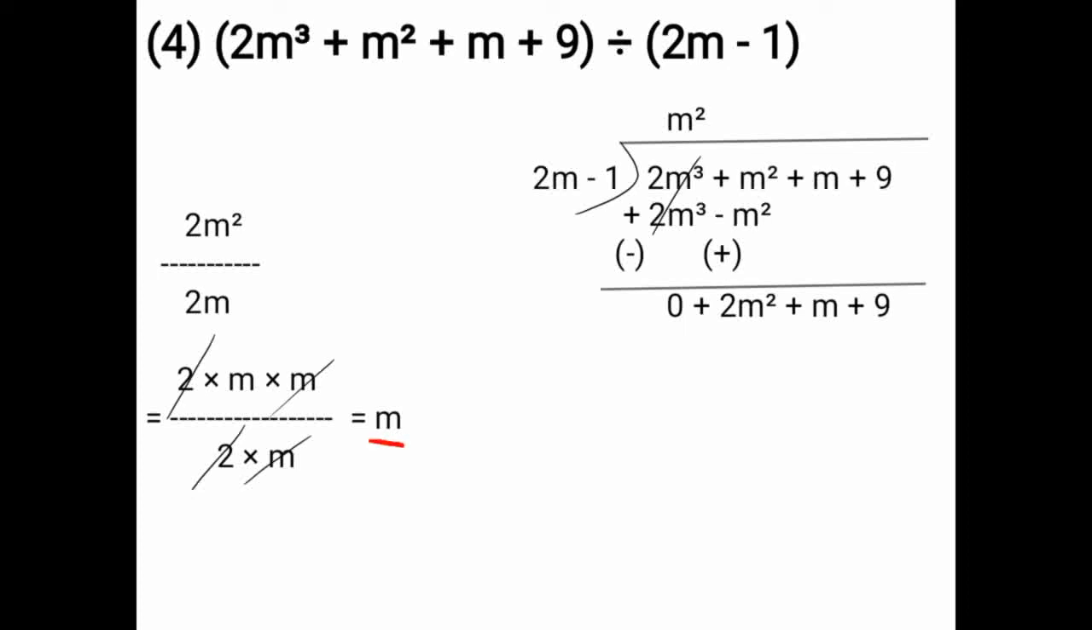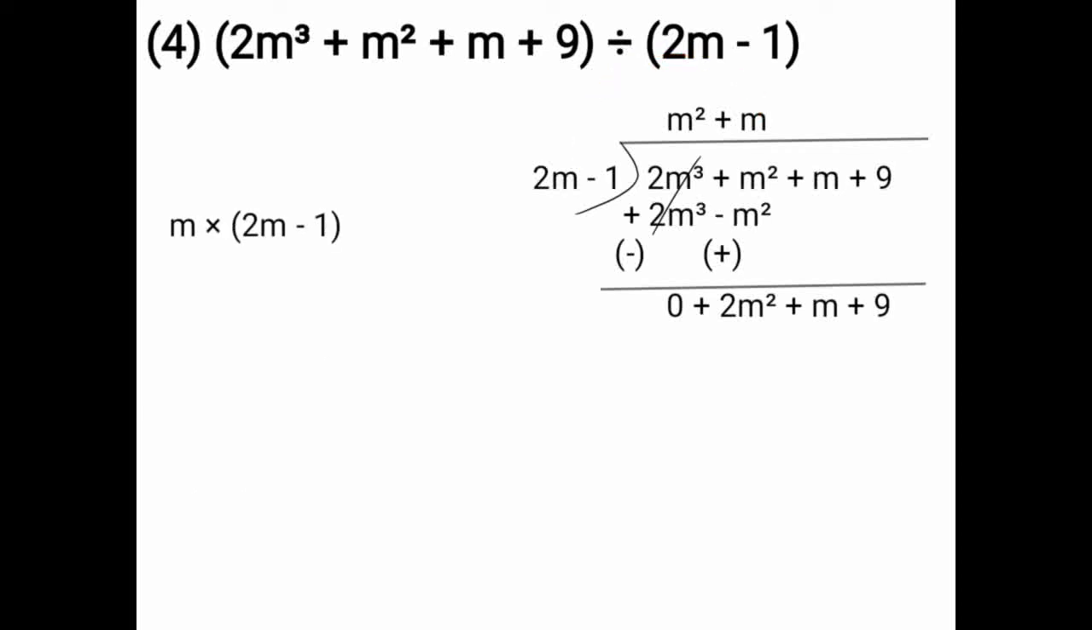So this quotient m, you have to write it here, that is plus m. Now you have to multiply m into 2m minus 1. Use the formula of a into b plus c. First multiply this, m into 2m. How much is it getting? 2m square. Here which sign is there? Minus. m ones are m, that is minus m. 2m square minus m, you have to write it here, where like terms are the same. That is plus 2m square minus m.